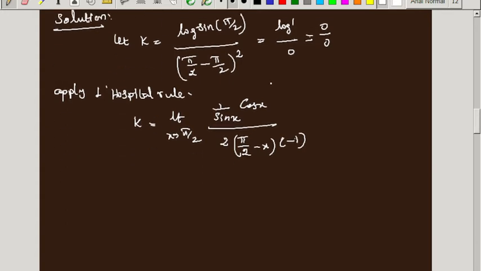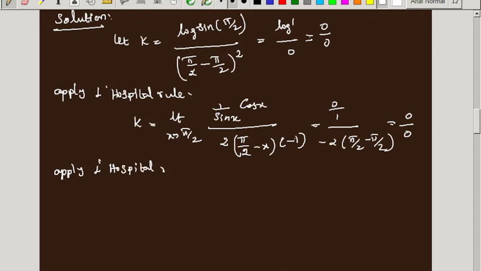So here we apply the limits. So here cos pi by 2 is nothing but 0 dividing by sin pi by 2 is 1 dividing by, here if we substitute pi by 2 minus pi by 2, we get numerator 0 by 1 is 0, denominator also we are getting 0, we are getting once again 0 by 0 format. It is nothing but indeterminate form. So apply L'Hospital rule again.